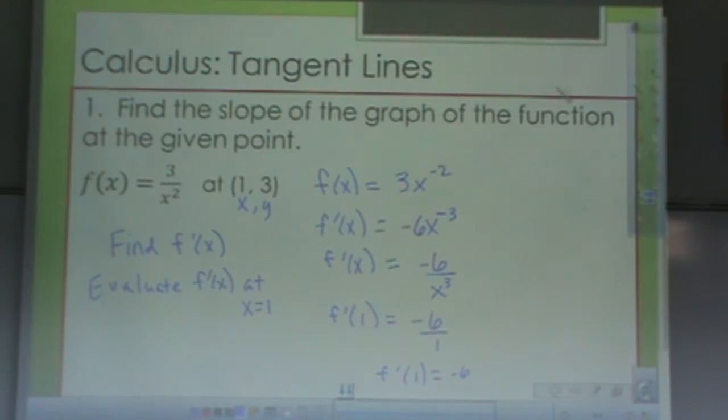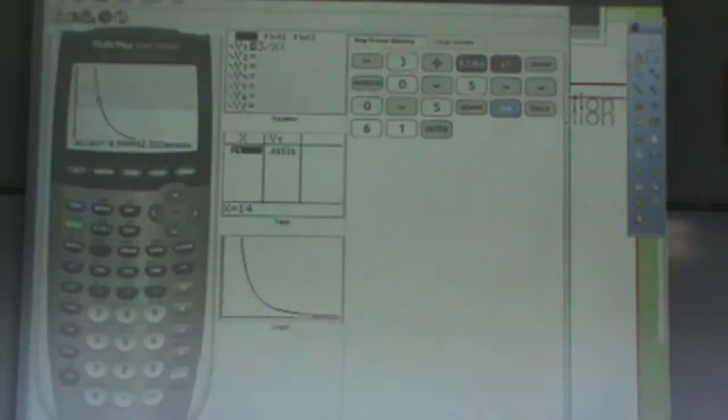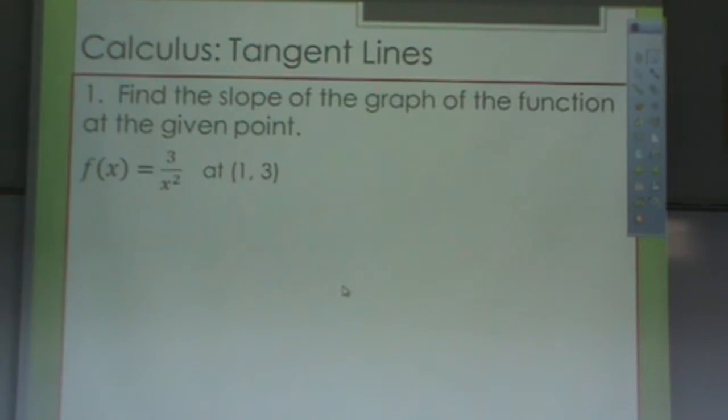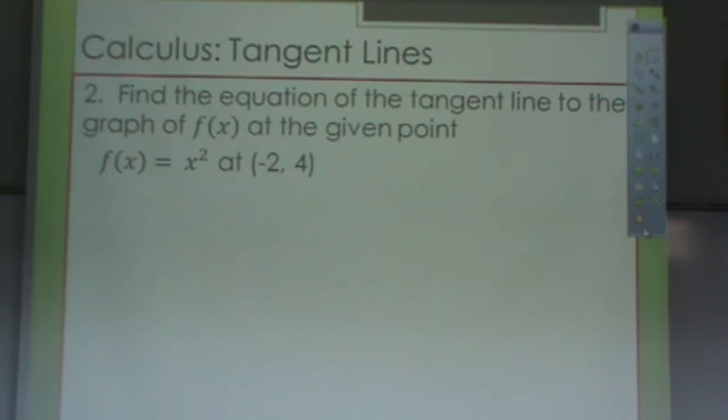Okay, next. We're going to take this one step further, and we are going to determine the equation of the tangent line to the graph of the function. So in my next problem, I want to know what is the equation of a tangent line to the graph of my function at the given point. Notice I have changed the function so you can see a little bit different equation. Now we're going to look at the function y equals x squared at the point (-2, 4).